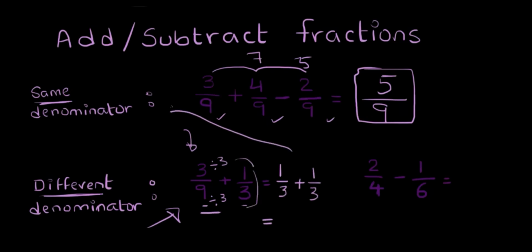Now, the question is exactly the same as this here. The denominators are both the same. I'm not interested in the denominator, I just write it down. And what I am interested in are the numerators. 1 and 1, that's a 2. So that's my solution. Let's take a look at another question.